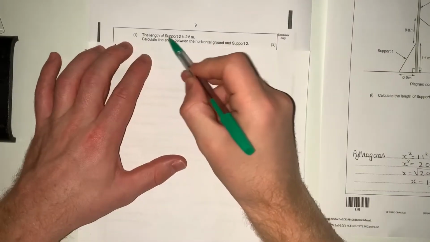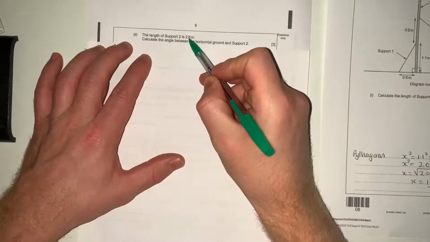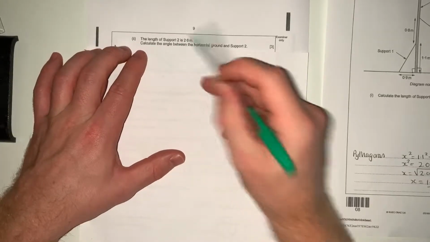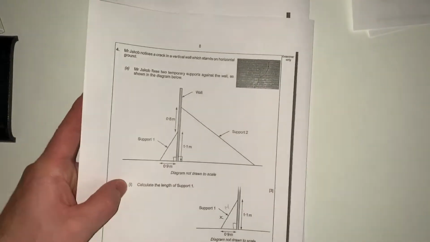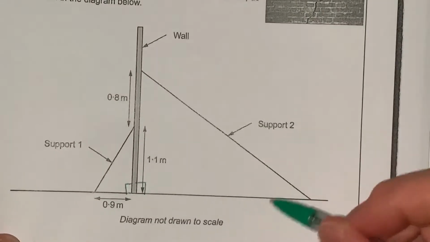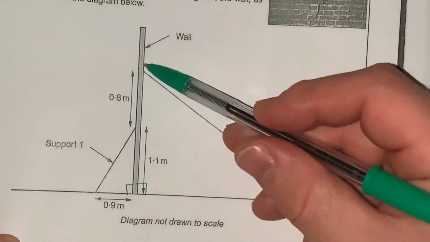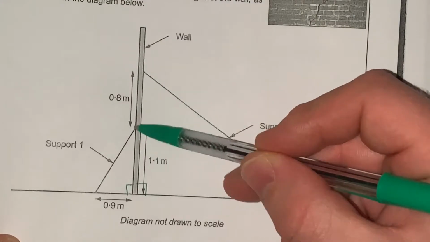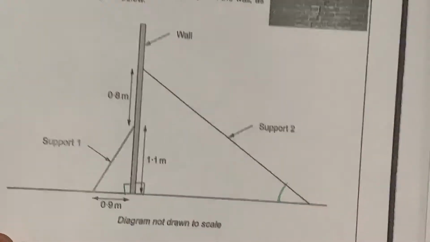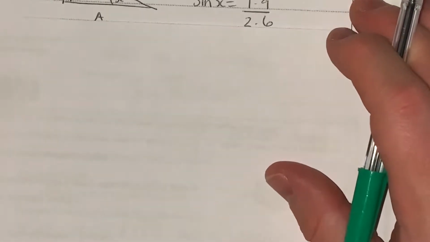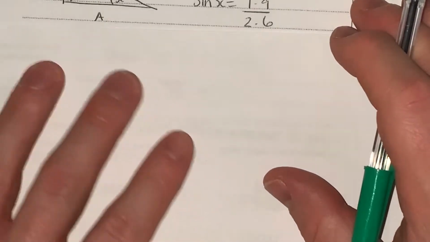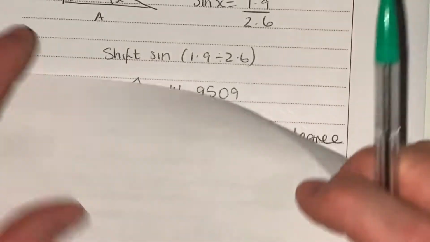For the next one, it says the length of support 2 is 2.6. I know it's quite small at the moment. Calculate the angle between the horizontal ground and support 2. So if we go back to our diagram here, calculate the angle between the horizontal ground and support 2. So that's the angle we need to find. Okay, we know all of this is the 1.1 and the 0.8, which is going to give me 1.9. So let's just draw that slightly. Better. Okay. Now then, 1.9.